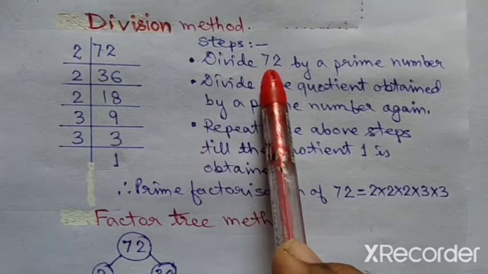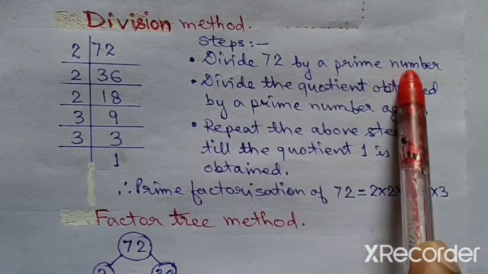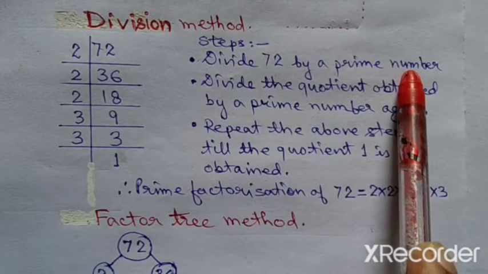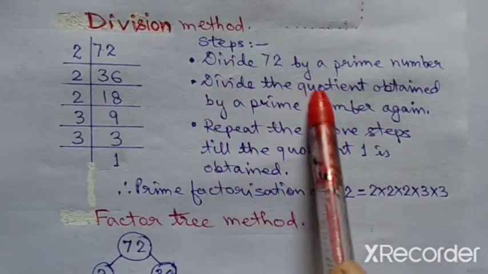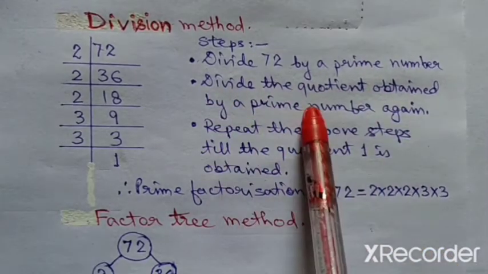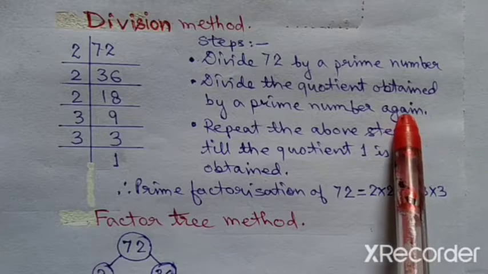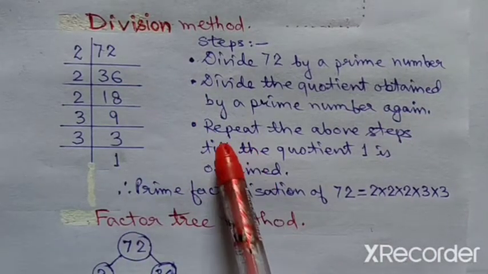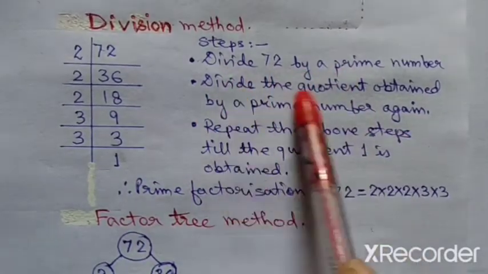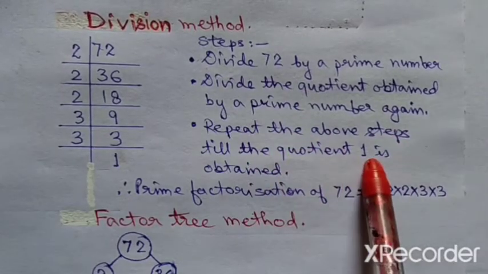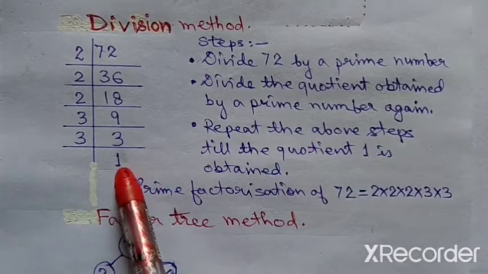First step, divide 72 by a prime number. Okay children, it's a very important step. Second step, children, divide the quotient obtained by a prime number again. Like here 36 is a quotient, and repeat the above steps. These two steps repeat till the quotient 1 is obtained, that is 1 here at last.